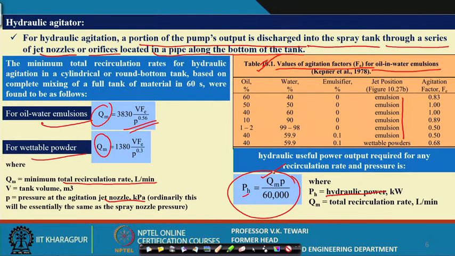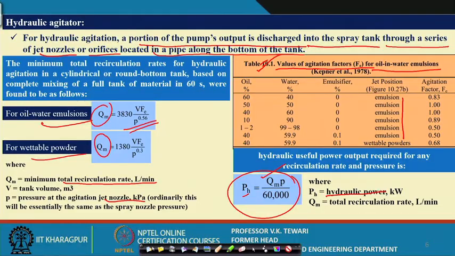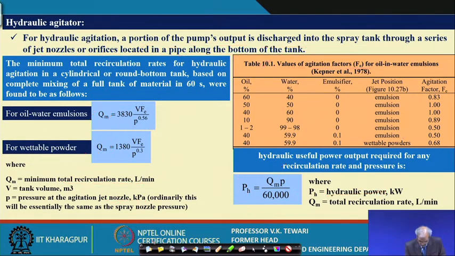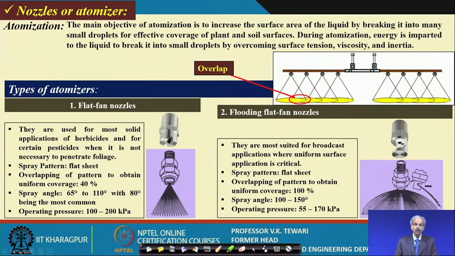If you are talking of the selection and design of this, we are slowly coming from the tank, we are talking of the pump, then the agitators in that system, and then we will talk of small droplets, how to create droplets, and definitely they will require some nozzles. So, what are all these? These nozzles or atomizers are the ones which will create the atomization, which will create smaller particles of the size which you want.